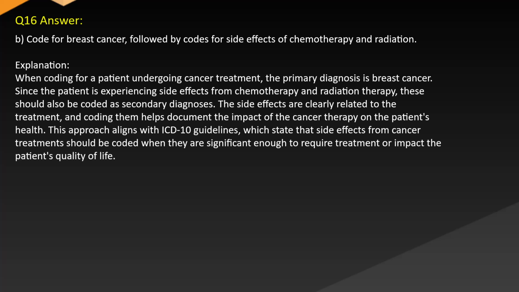Explanation. When coding for a patient undergoing cancer treatment, the primary diagnosis is breast cancer. Since the patient is experiencing side effects from chemotherapy and radiation therapy, these should also be coded as secondary diagnoses. The side effects are clearly related to the treatment, and encoding them helps document the impact of cancer therapy on the patient's health. This approach aligns with ICD guidelines, which state that side effects from cancer treatment should be coded when they are significant enough to require treatment or impact the patient's quality of life.